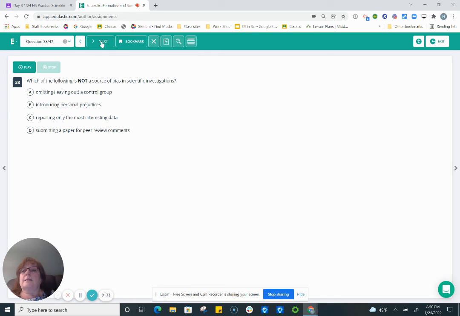Which of the following is not a source of bias in scientific investigations? Leaving out a control group, introducing personal prejudice, reporting on only the most interesting data, submitting a paper for peer review. Which of the following is not a source of bias in scientific investigations? It would be D, because you're asking people for their opinions there.